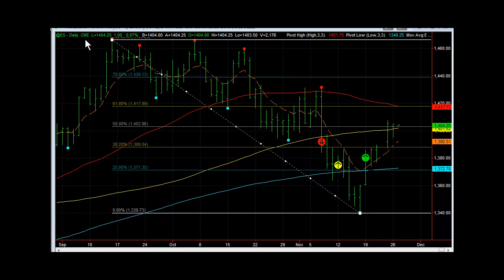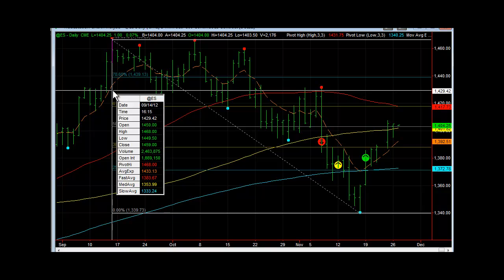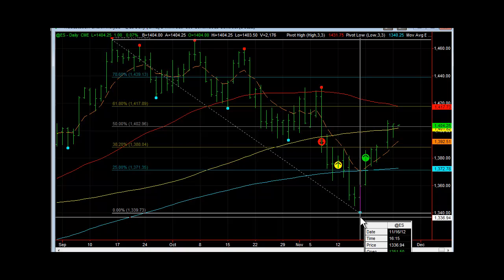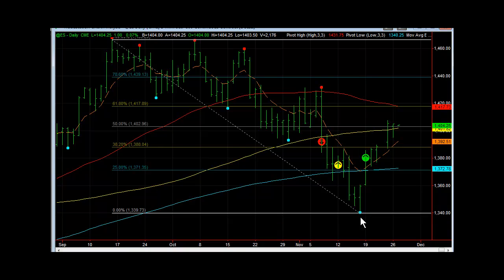Here's the S&P futures, and if you can see here from the high we set back on September 14th to the low, which was last on the 16th of November, we've had a retracement to the 50% retracement level at 1402. So the next area of major resistance right now, we're climbing back above the 100-day moving average. So we had a close above that for 2 days in a row. We're above the 200, so we're back above the 100. We're on the 50% retracement.